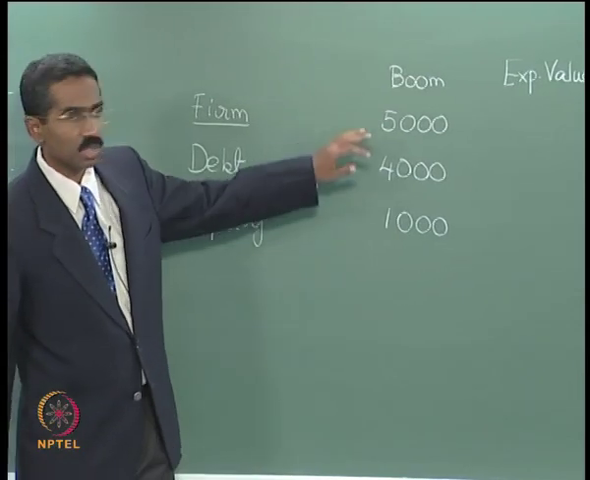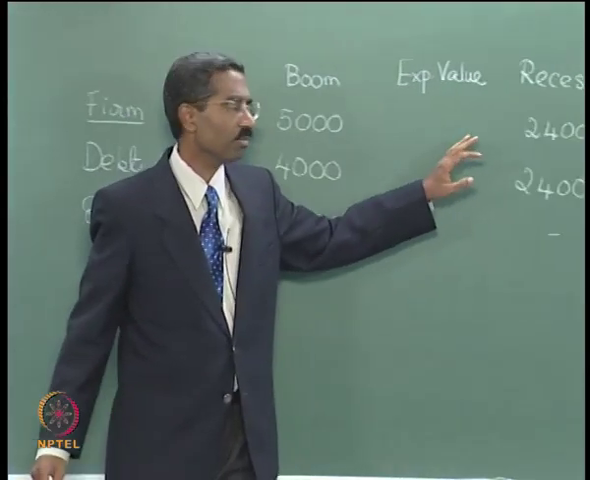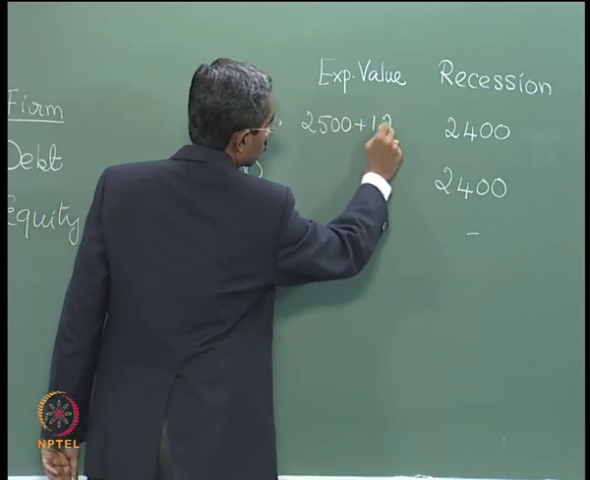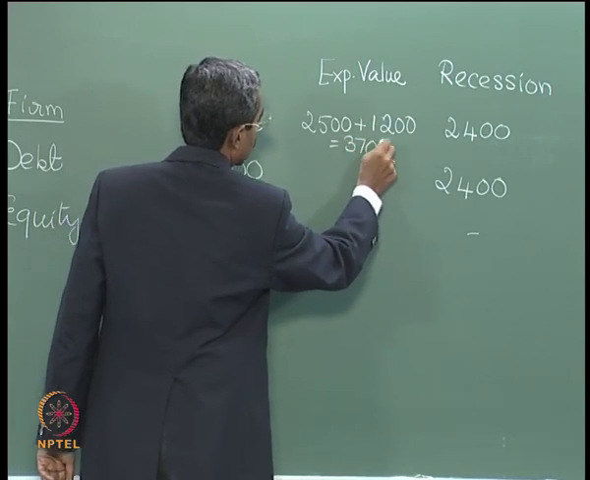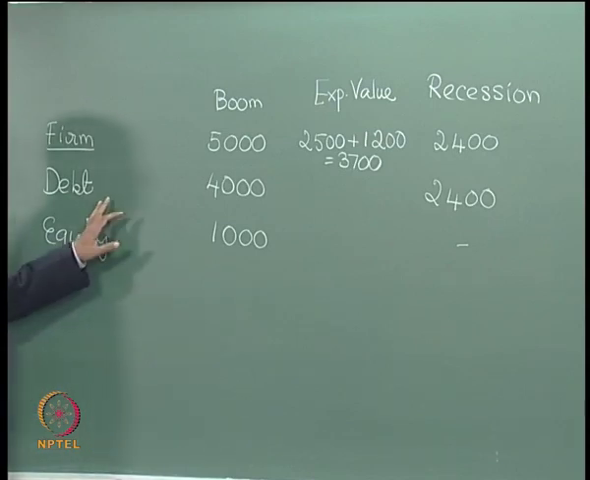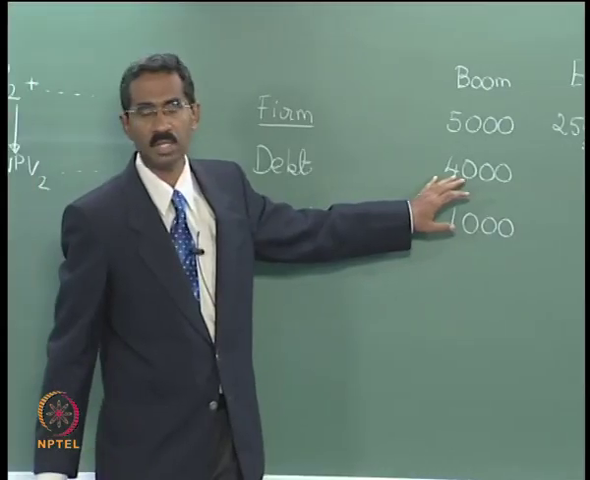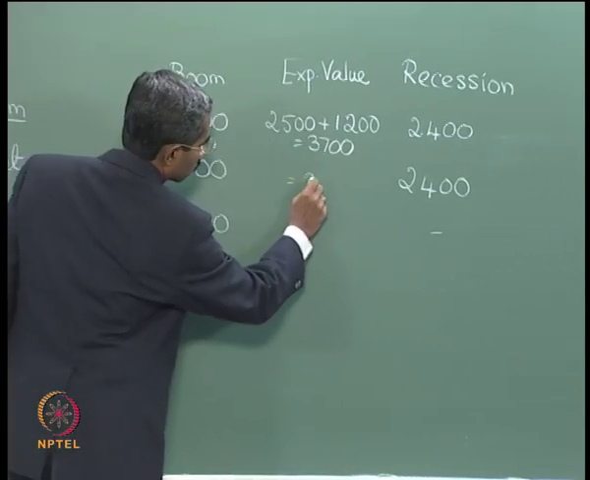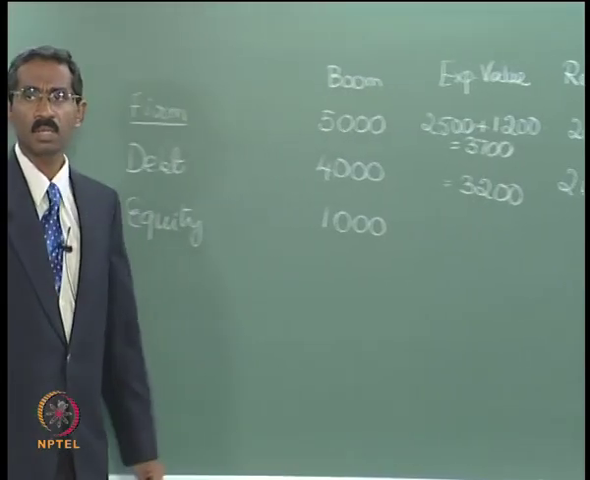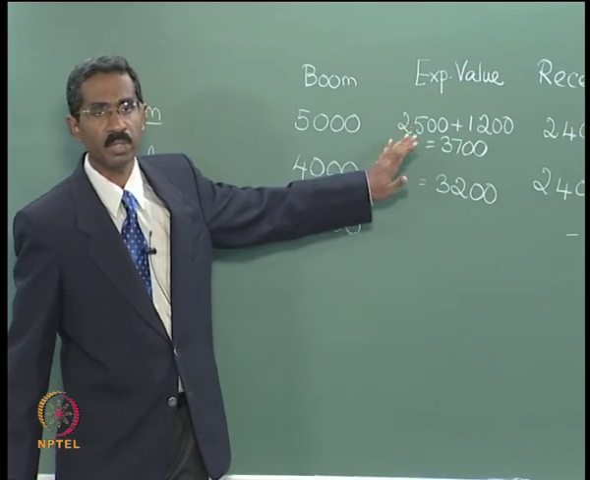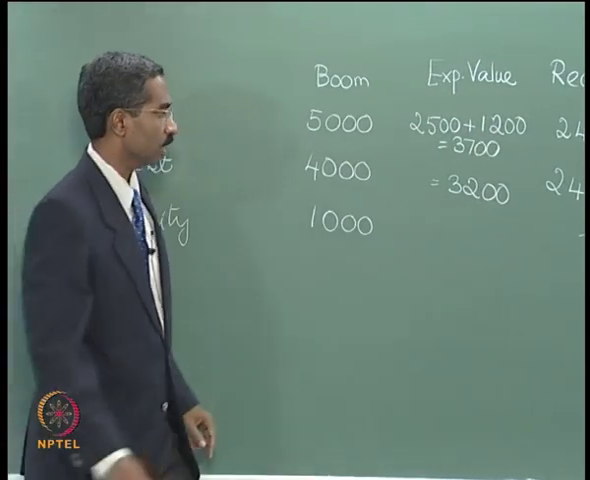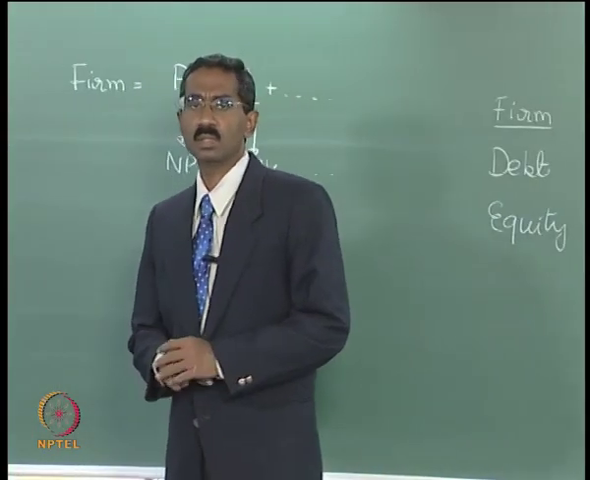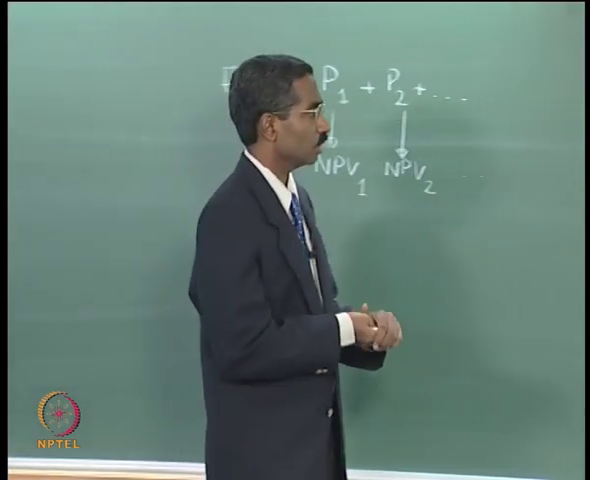The expected value of the firm is nothing but half of 5,000 plus half of 2,400. So that would be 2,500 plus 1,200, this will be 3,700. So this is the expected value of the firm, and the expected value of debt that is likely to be paid would be half of 4,000 plus half of 2,400. So this would be 3,200. And the expected value of equity would be nothing but the expected value of the firm minus the expected value of debt, and this will therefore be 500. So this is the current situation or the forecast for the firm.